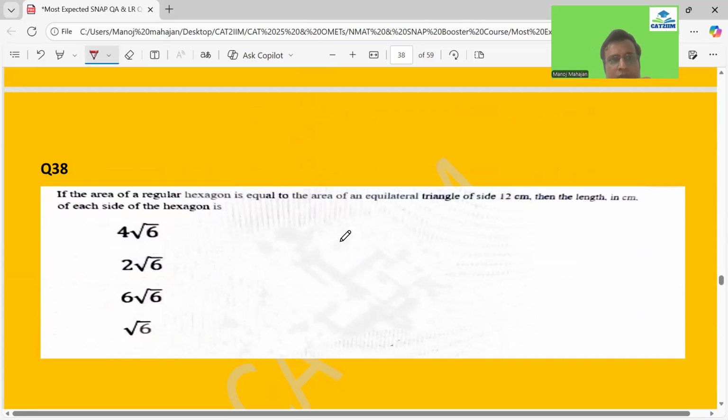Area of regular hexagon you should know. The hexagon we divide into 6 equilateral triangles. So let's say the side of the regular hexagon is A. So 6 into root 3 by 4 side square, right? And the area of the equilateral triangle you know is root 3 by 4. And what is the side over here given? 12. So 12 into 12. So now you can easily get the value of A by cancelling out everything out here. So you cannot leave such a question, right?